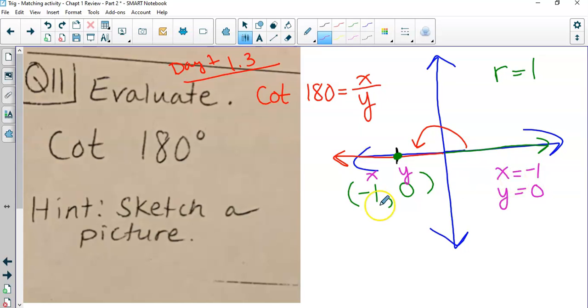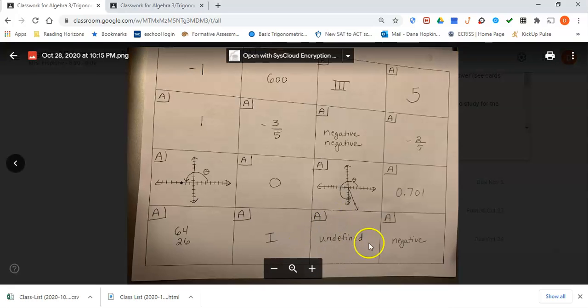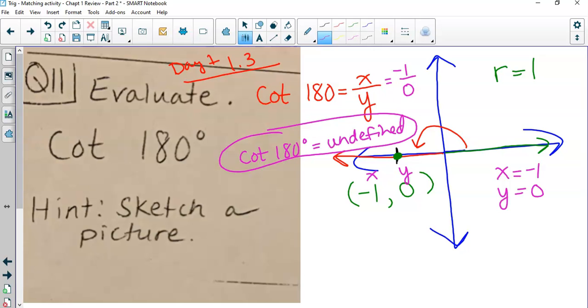All right, so now all I need to do is set up the values. The cotangent is the x over the y. Well, x is negative 1, and y is 0. So your cotangent is going to end up being undefined. So the cotangent at 180 is going to be undefined. Anything divided by 0 is undefined. And we can check it over here. So if you go to your answer sheet, there is definitely an answer that's undefined.